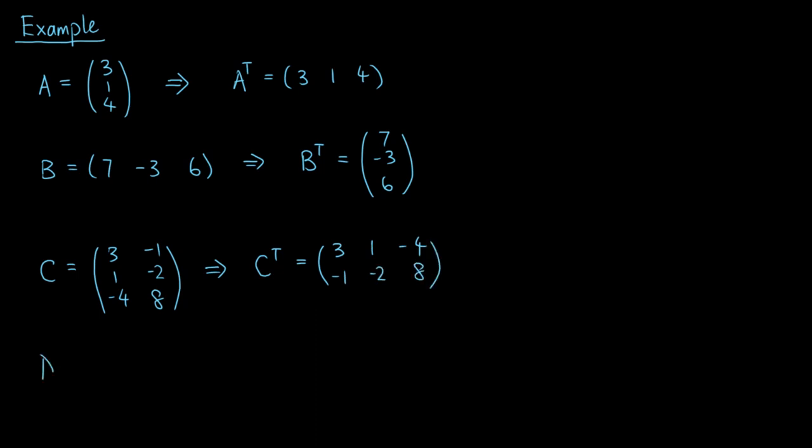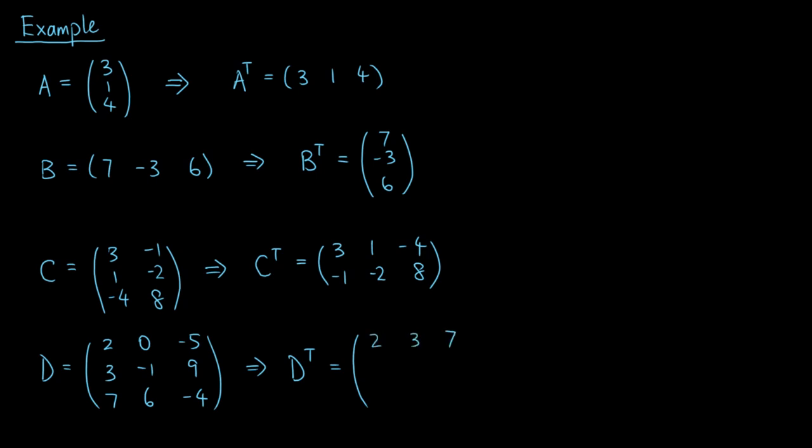Now D is a square matrix with entries 2, 0, -5, 3, -1, 9, 7, 6, and -4. Since D has 3 columns, each with 3 entries, the transpose of D has 3 rows, also with 3 entries each. So again, the transpose of D is a square matrix with size 3 by 3. Its rows are 2, 3, 7, 0, -1, 6, -5, 9, -4.